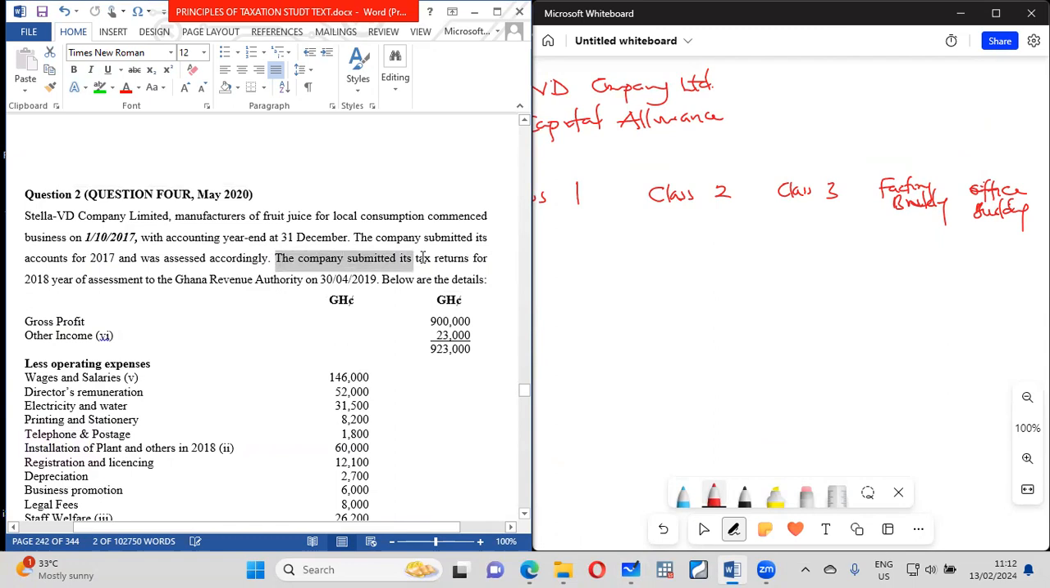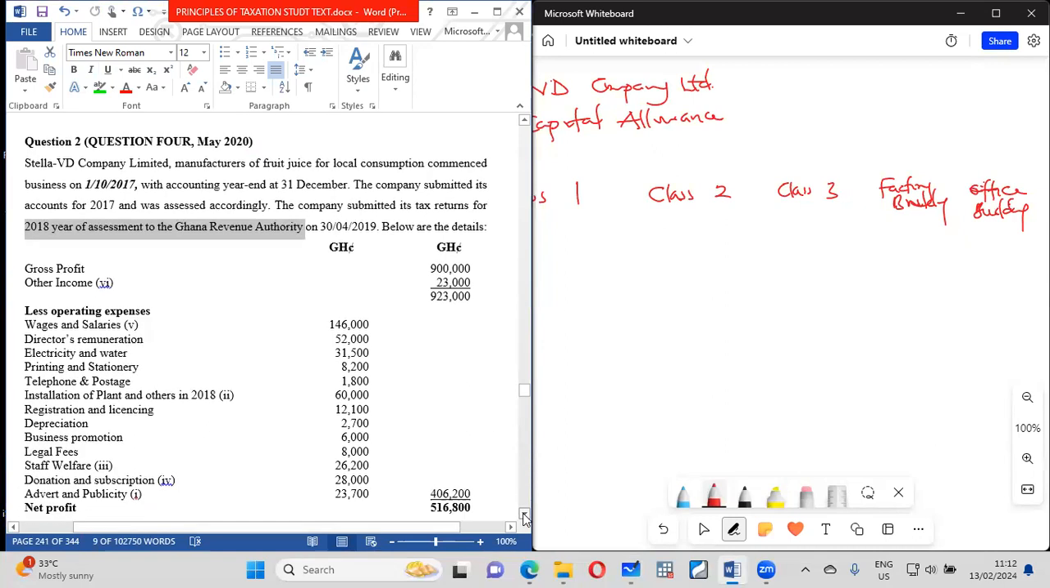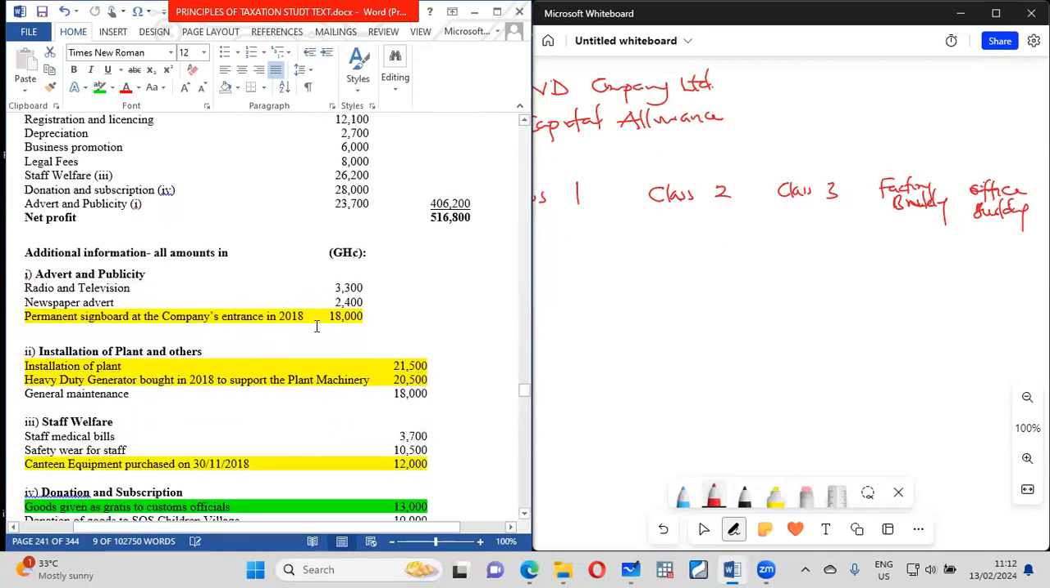So the company submitted a tax return for year 2018. Okay, and in the year 2018, there are certain assets that you probably see there. So you have to be very careful in the 2017 year and in the 2018 year. Signboard was in 2018. Generator supporting was in 2018. So you have to be very careful because in 2018, you will be doing them as an addition.